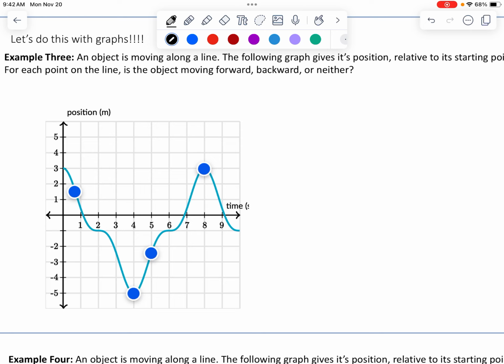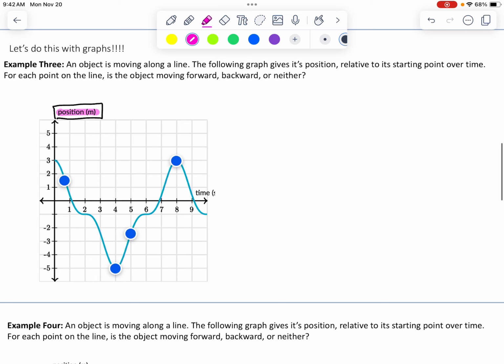So this says an object is moving along a line. The following graph gives its position. So every time you get one of these problems, just make sure you understand which graph you are given. Are you given the position, the velocity, or the acceleration graph? So the following graph gives its position relative to its starting point over time. For each point on the line, is the object moving forward, backwards, or neither? So I'm going to call this point A, and I'm going to give this point C, D, right?